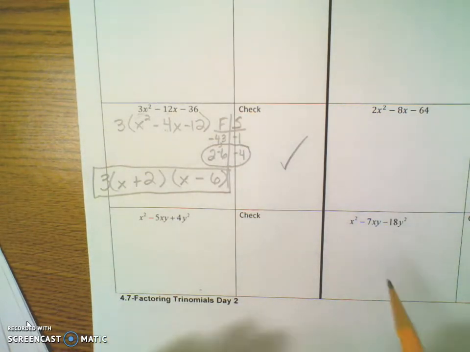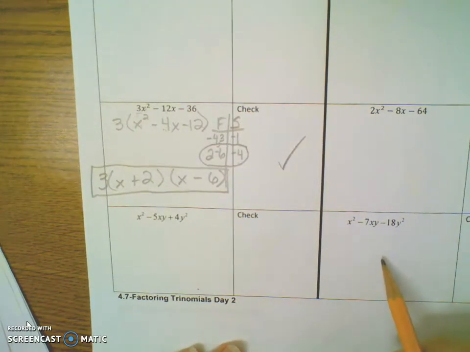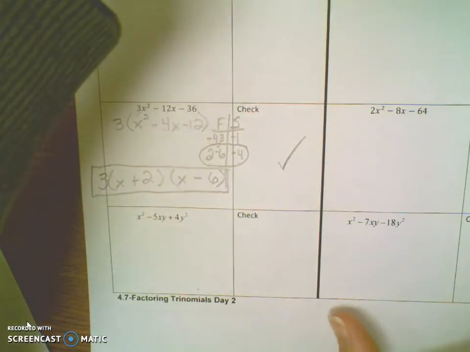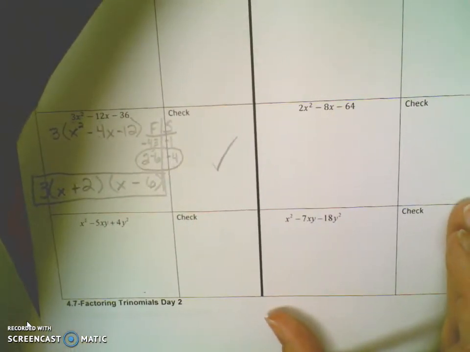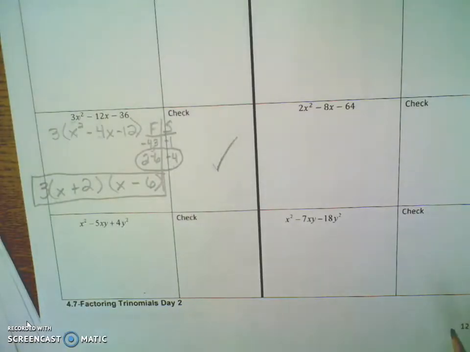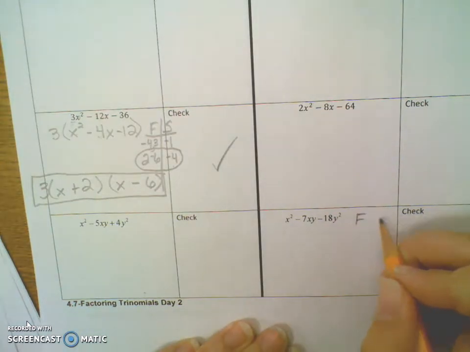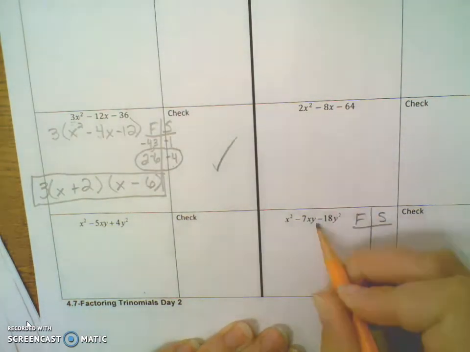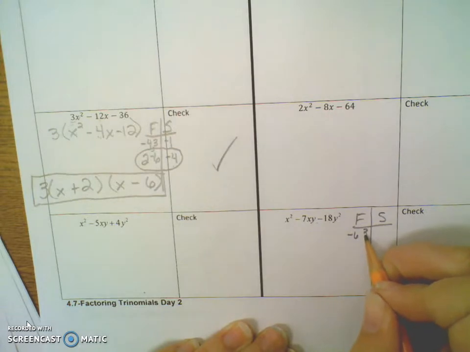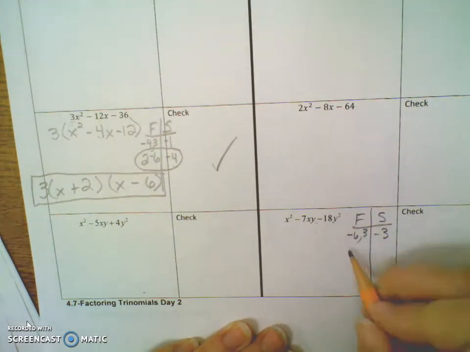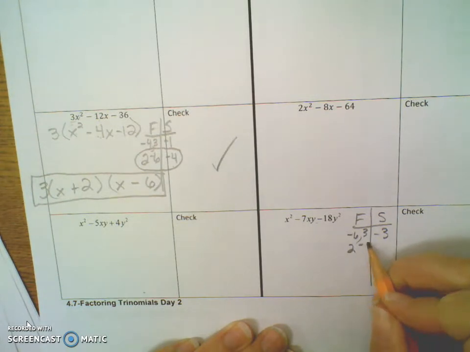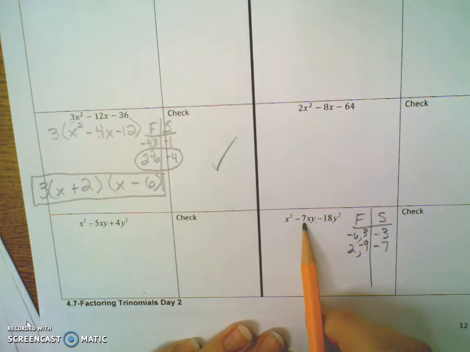Okay, one more down here. This one you'll notice has two variables. We have an x squared and we have a y squared in there. So it's going to be a little bit different, but it's kind of an easy fix. So let's do our factors and our sums. For 18, I'm thinking -6 and 3 to begin with. That gives us -3, so that's not what we're looking for. Let's do 2 and -9. That is -7, and that is what we're looking for.